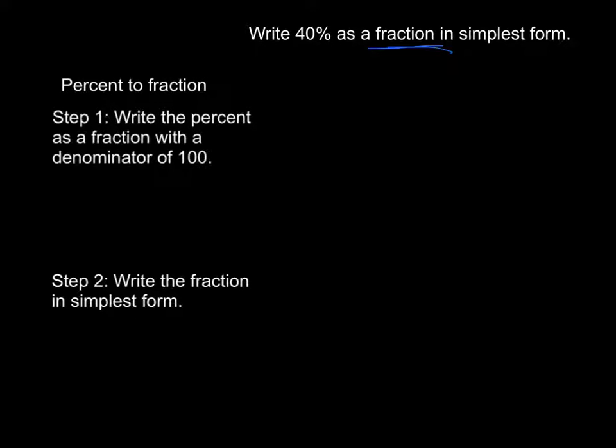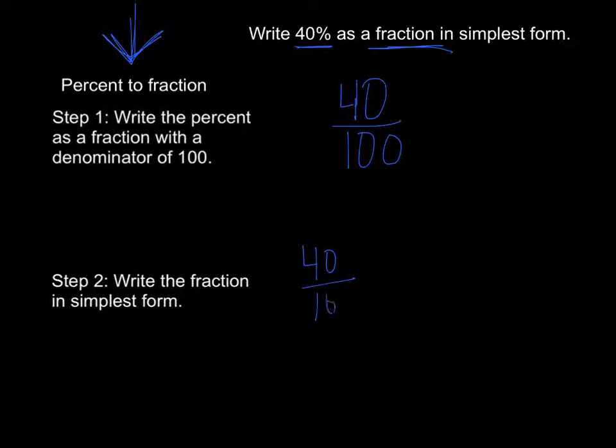To go from a percent to a fraction, now this is what needs to be in your notes. First step, write the percent as a fraction with a denominator of 100. So the percent is 40%, and I'm going to start off by writing it as 40 over 100. Second step, write the fraction in simplest form. So first step, I just have to write it over 100. Now I'm going to try to simplify it. Now if I have 40 over 100, I know I can divide them both by 20.